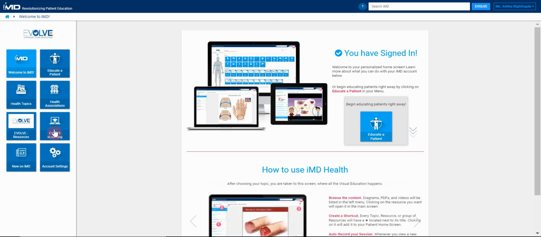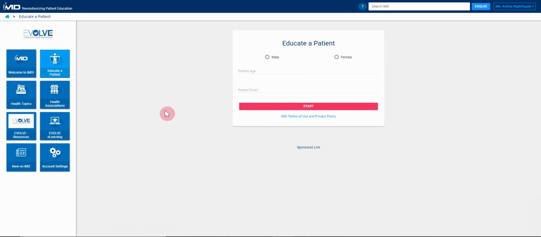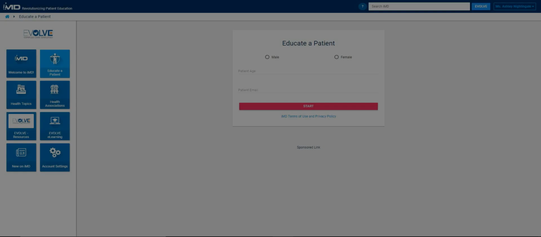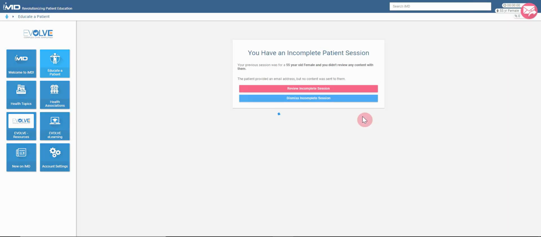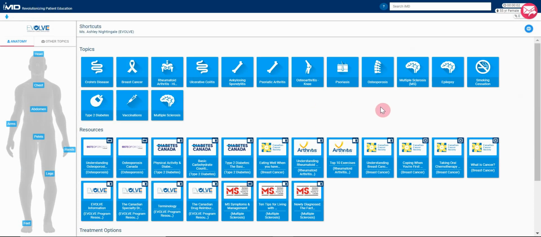So let's get started. Again, we collect the patient's gender and age and email so she can receive her consultation summary after her visit to the pharmacy. Once you've collected this information, let's begin to educate Jane. The first thing we need to do is find the topic we're going to talk about.